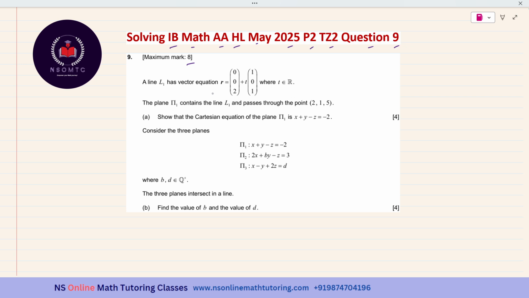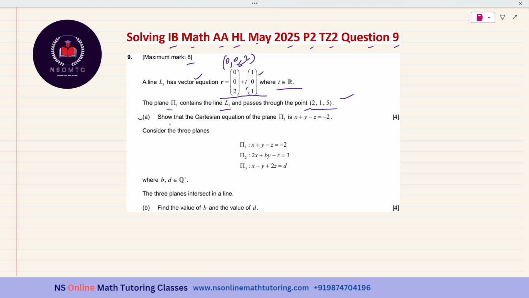A line L1 has vector equation r equals the column vector 0, 0, 2. This is the position vector of a point with coordinates (0, 0, 2), which is on this line, plus t, a parameter, times (1, 0, 1). This is the direction vector of the line L1, and t is a real number. The plane pi 1 contains the line L1 and passes through the point (2, 1, 5). These are the coordinates of this point.